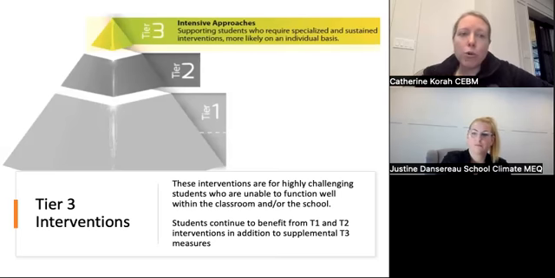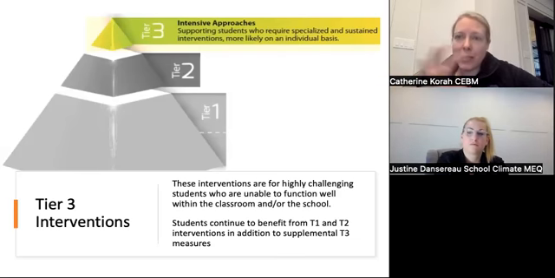Just for those who may not be familiar with the RTI model and the different tiers, tier 3 is the individualized approach. Tier 1 is for all, tier 2 is for some, and tier 3 is for few. At this level, we're looking at highly challenging students that are unable to function well in the classroom and or in the school. And keep in mind that although we may be focusing on tier 3 interventions, tier 1 and tier 2 interventions are still beneficial for those students regardless.